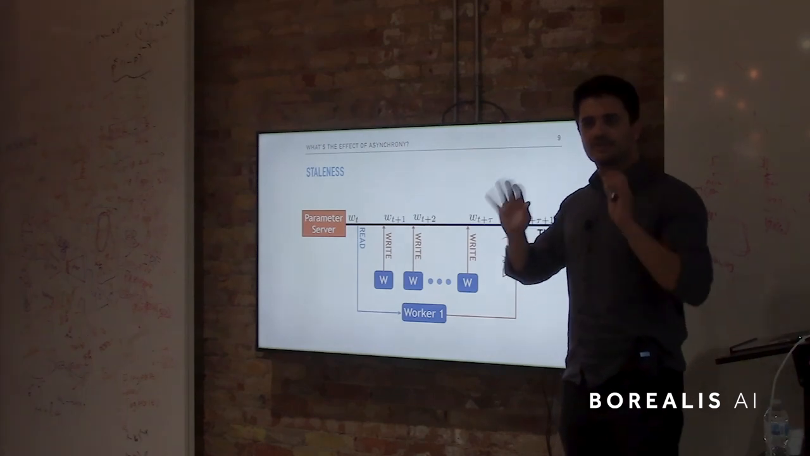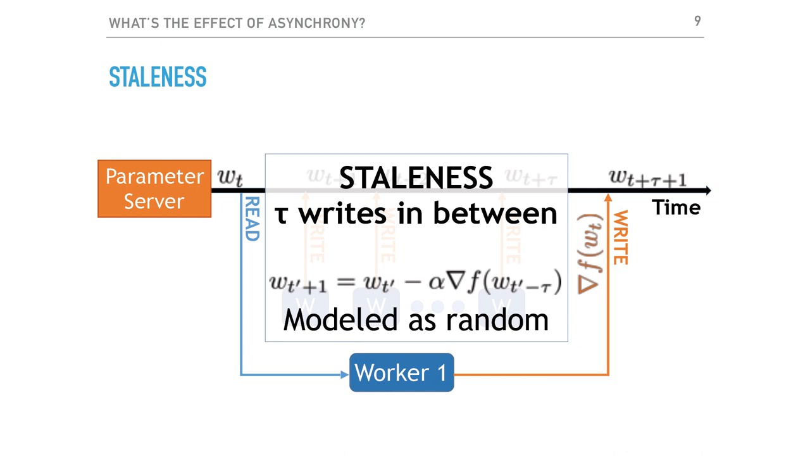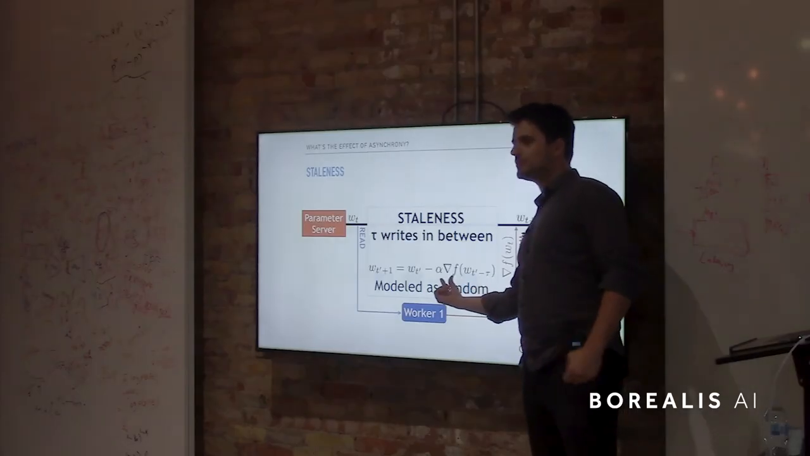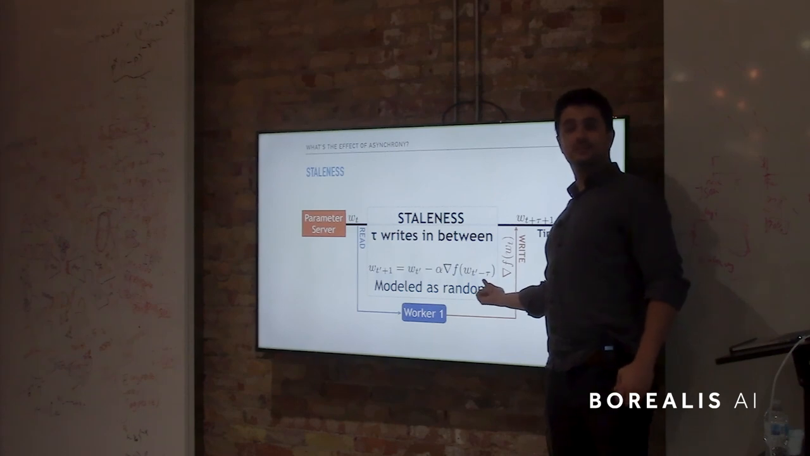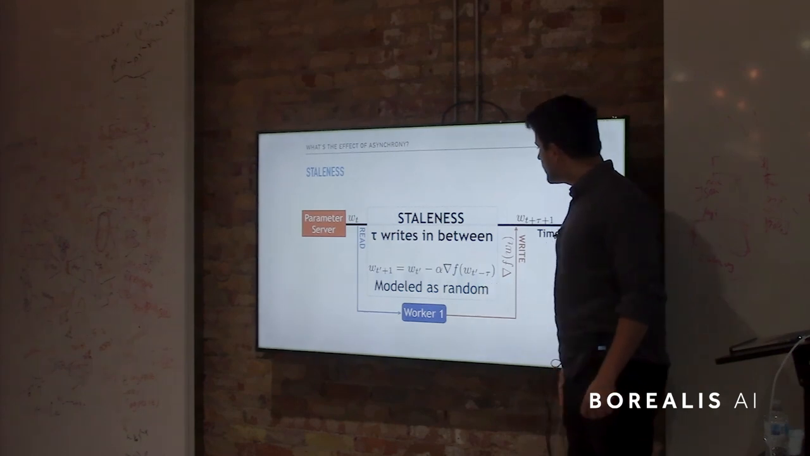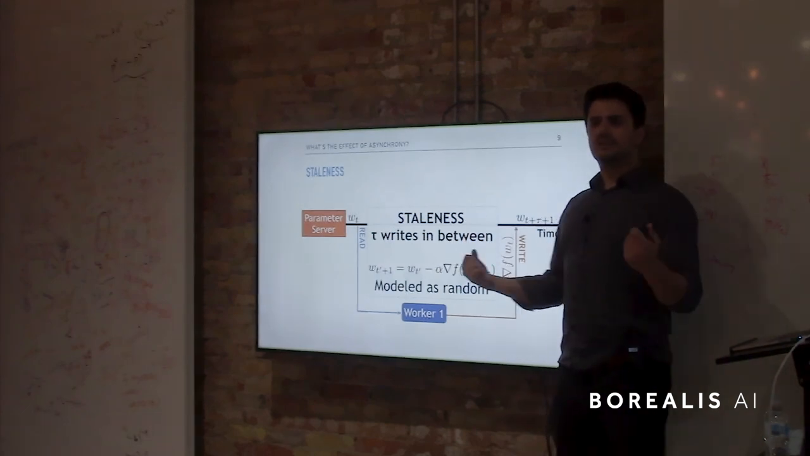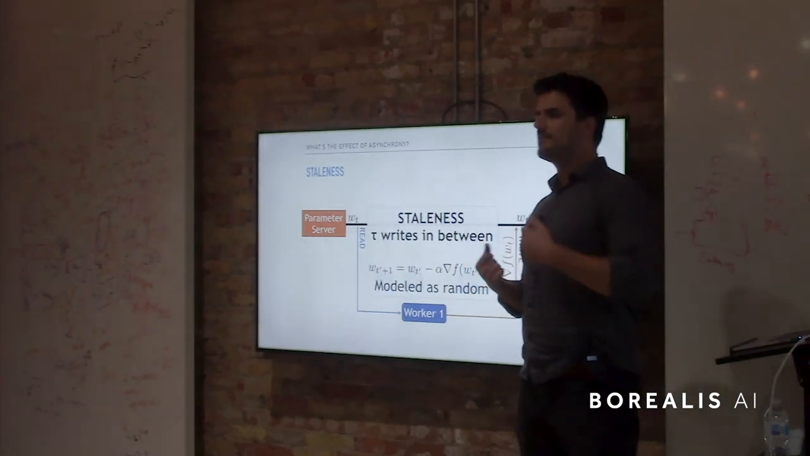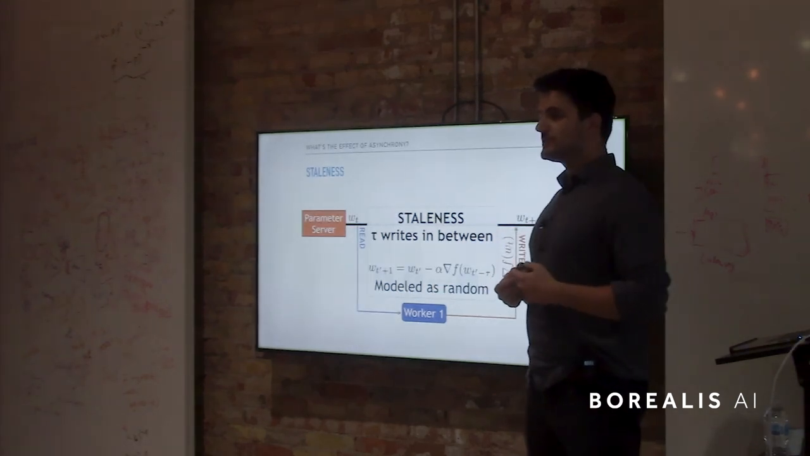So how do we make sense of this staleness, right? We can model it. We had gradient descent before, right? Now this is gradient descent with some staleness. Essentially, we're going to use the gradient from tau steps ago, evaluated on the model of tau steps ago. And now this tau is a random variable. It's a discrete random variable that has a probability mass function. And now we can do math with it, okay? Any questions about the model?